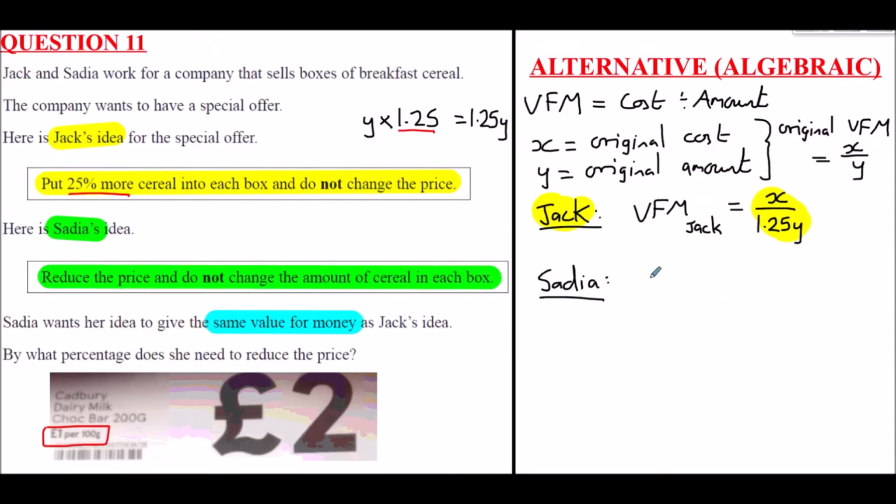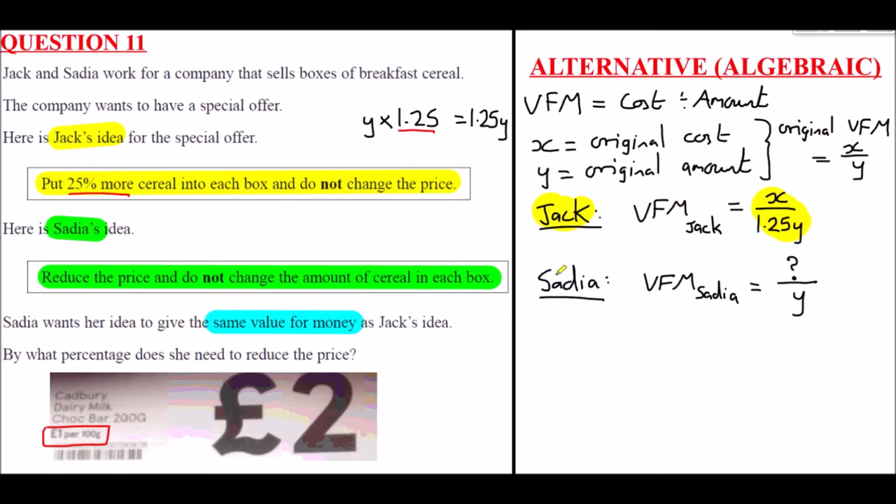So the value for money for Sadia is she's not wanting to change the amount. The original amount was Y, so she wants that fixed at Y. But what she does want to do is to reduce the price. Reduce it to what, we don't know. So I'm just going to call this here a question mark. So what price is she wanting?